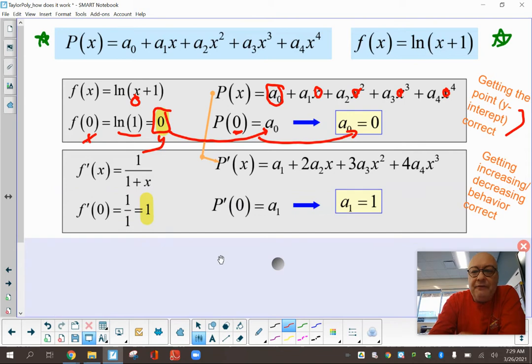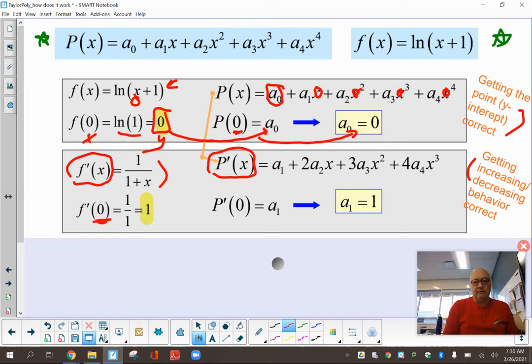So now, after that, we need to make sure our increasing and decreasing behavior is also correct. So increasing and decreasing behavior matches with f prime. So in my function, I'm going to make sure that f prime matches my derivative of p prime. So if f is ln of x plus 1, the derivative of ln of x plus 1 is 1 over 1 plus x, or x plus 1. But remember, since this is Maclaurin, we're matching it at 0, and we're hugging both functions around 0. So in this case, I'm going to make sure that when x is 0, the derivative also matches.